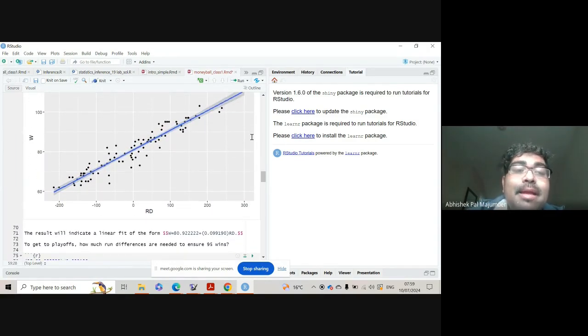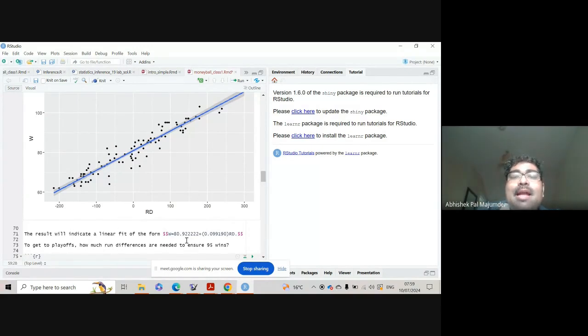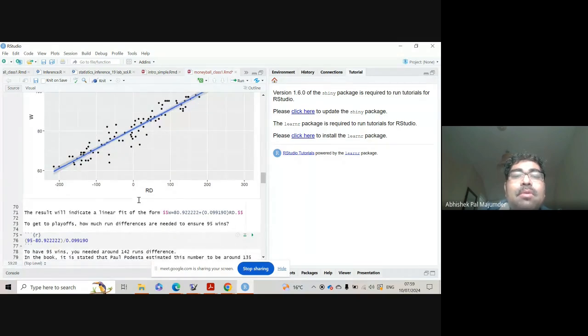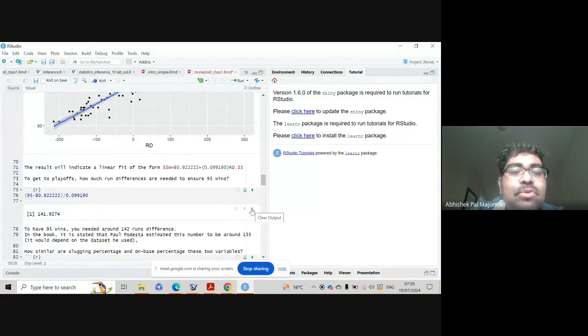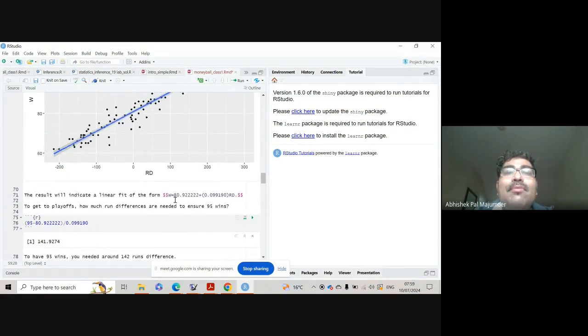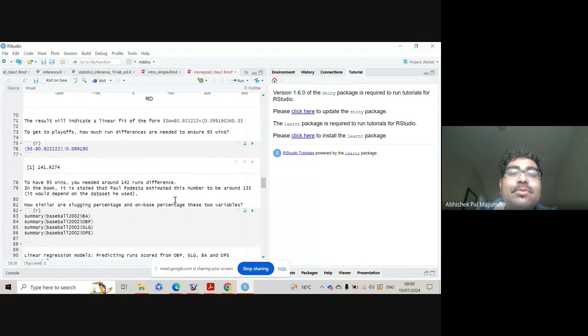So in order to make 95 wins, if you put that in the regression line, which is this particular line, in X the total run difference I need is basically this, and that is close to 142. Every team, in order to make it to the playoff, needs a run difference of 142. Now the question is how one can make that amount of run difference. Run difference means total runs scored minus total runs defended.